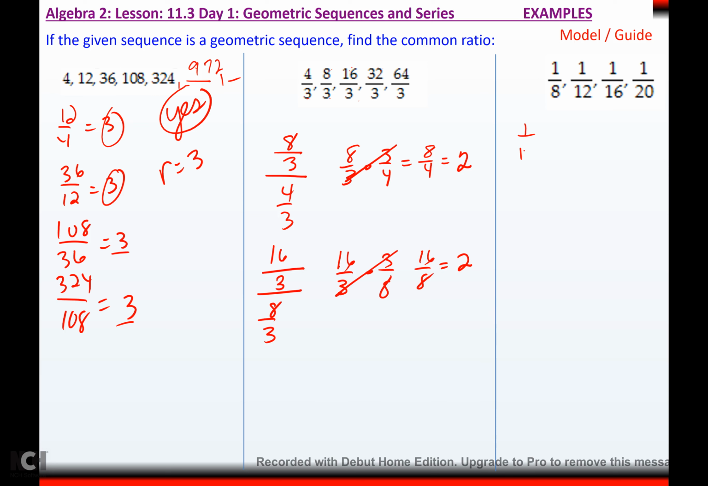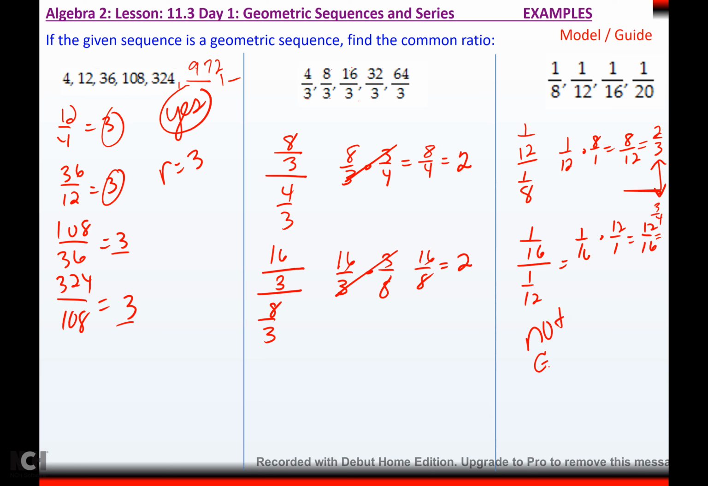Here, if I take 1/12 and divide it by 1/8, keep, change, flip, I get 8/12. I could reduce it, but let's just see what happens. 1/16 divided by 1/12, keep, change, flip, that would be 12/16. If I reduce by 4, that'd be 3/4. I don't get the same thing, my common ratio is not the same, so this is not a geometric sequence. There is no common ratio.